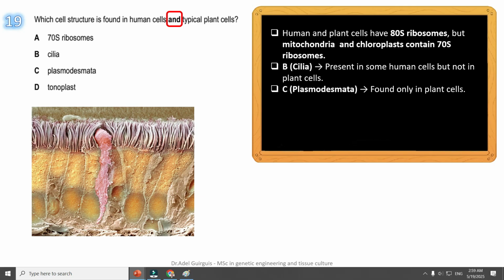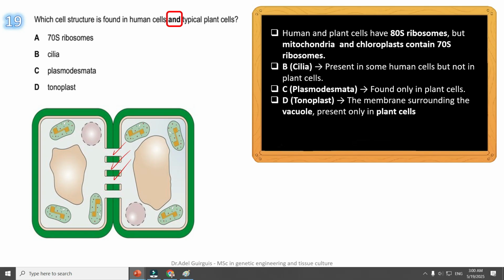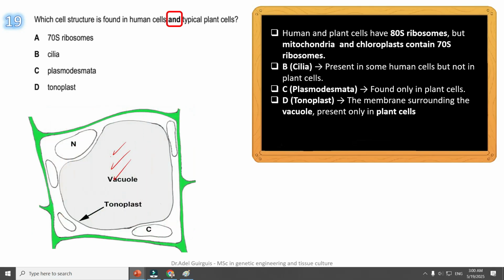For letter C, plasmodesmata, found only in plant cells like this one, these gaps between neighboring cells, here, plasmodesmata. For letter D, tonoplast, found only as the membrane surrounding the vacuole, present only in plant cells, like here, this tonoplast. So the answer is A.